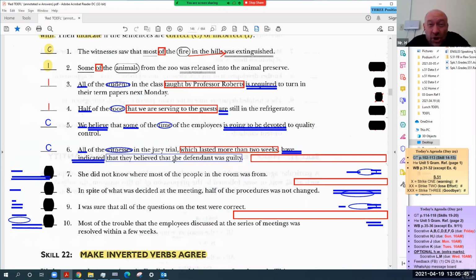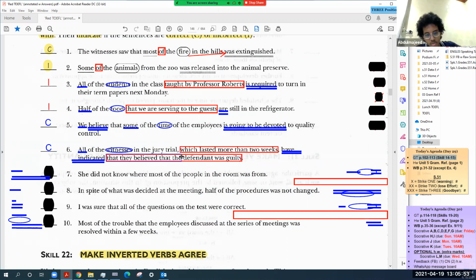It's 2 clauses because we have that they believed and that the defendant was guilty. Right. You have a connector, subject, verb, right? And here another one, connector, subject, verb, right? There you go. That's a big sentence. How many subjects and verbs? 1.